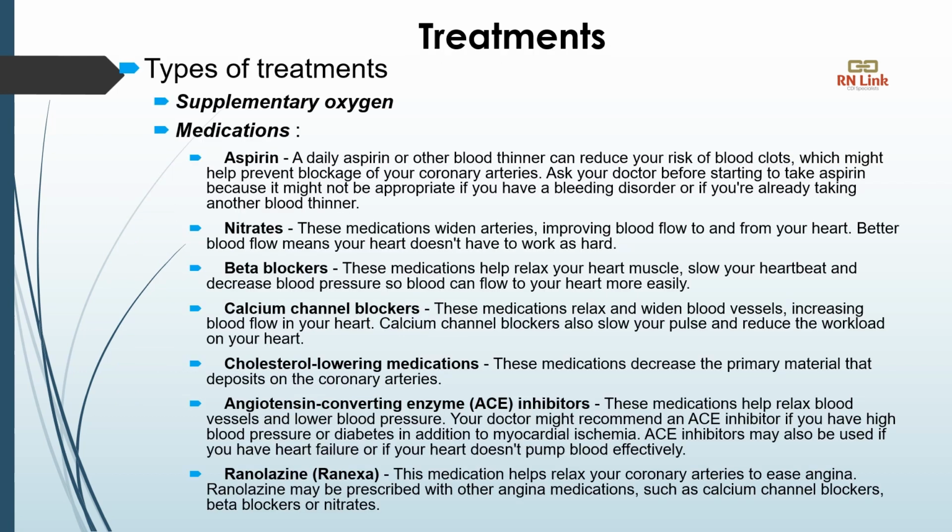Types of treatments. Supplementary oxygen. Medications. Aspirin: a daily aspirin or other blood thinner can reduce your risk of blood clots, which might help prevent blockage of your coronary arteries. Nitrates: these medications widen arteries, improving blood flow to and from your heart. Beta blockers: these medications help relax your heart muscle, slow your heartbeat and decrease blood pressure so blood can flow to your heart more easily.